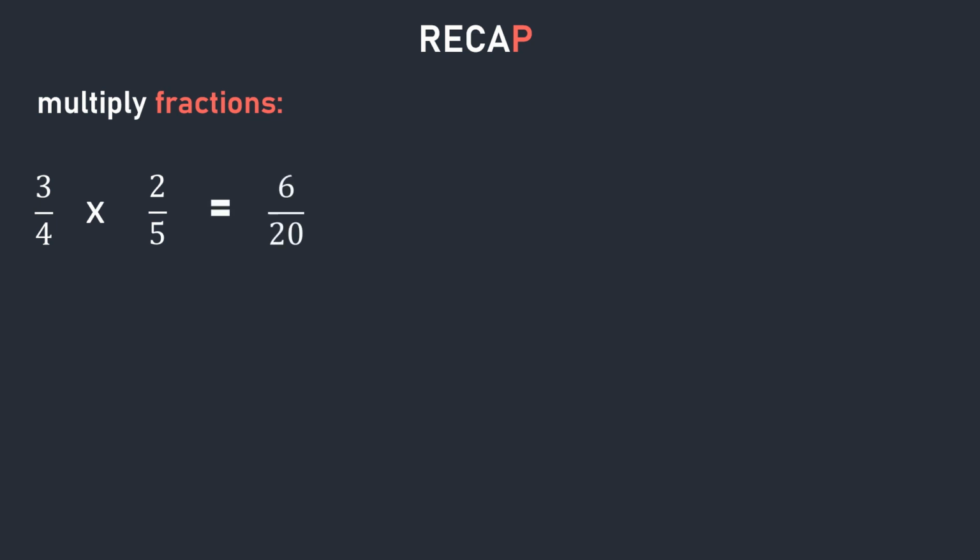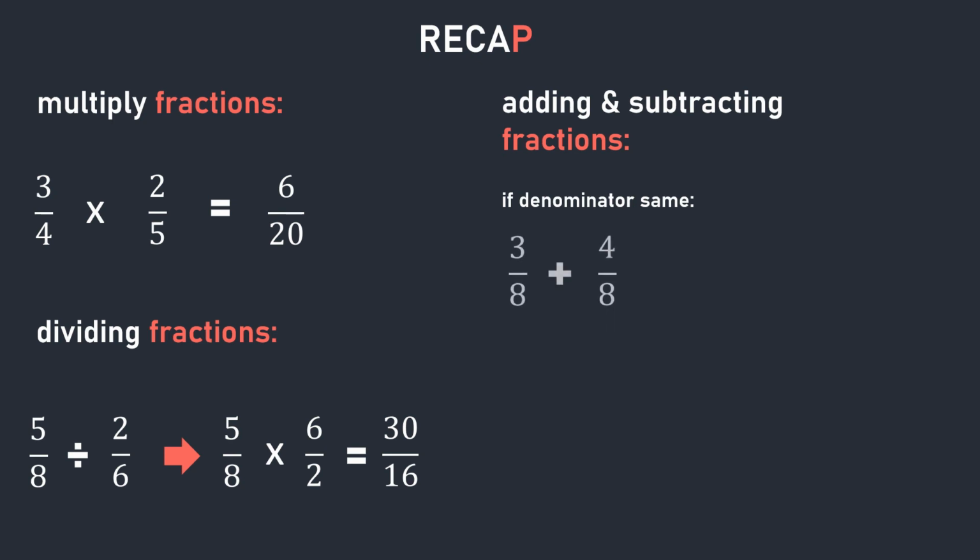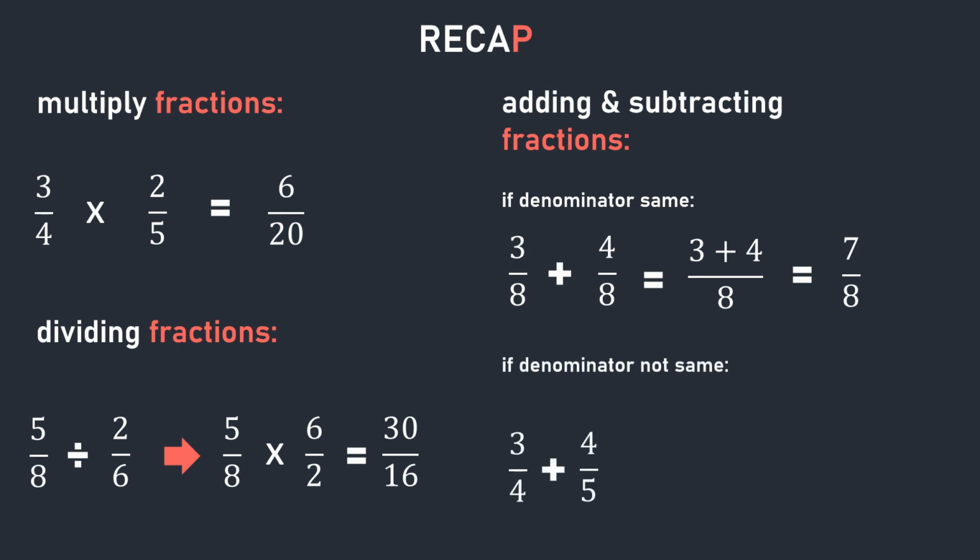Alright, so before we wrap up, let's do a quick recap of this video. Remember, we learned how to multiply fractions, for which we just multiply the numerators and denominators by each other. We learned how to divide fractions. For this, we just multiply the first fraction by the reciprocal of the second, and then treat it like a multiplication problem. And finally, we learned how to add and subtract fractions, for which there are two cases. First is if the denominator is the same, in which case we just add the numerators. And the second case is if they're not the same, in which case we find the LCD, then use that to make the denominators the same, and then just solve it like above.